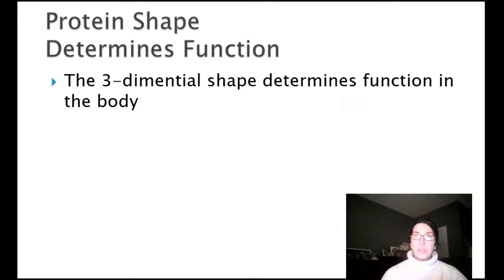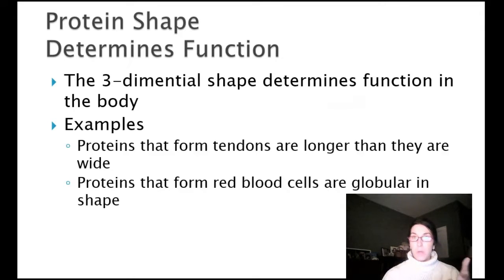So there's a 3-dimensional shape, which will determine the function in the body, how it acts. And those, for example, would be tendons. If you think about a tendon, maybe you haven't necessarily seen a human tendon, but a tendon in a chicken, they're usually longer than they are wide. And an erythrocyte, or red blood cell, tends to be discoidal. If you've ever looked at a slide, that's the very definitive shape that characterizes a red blood cell.